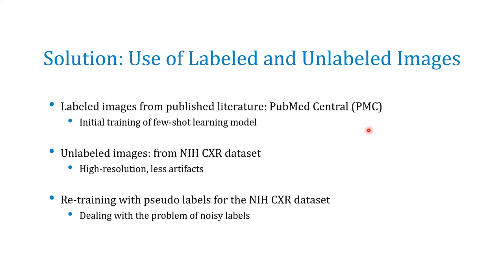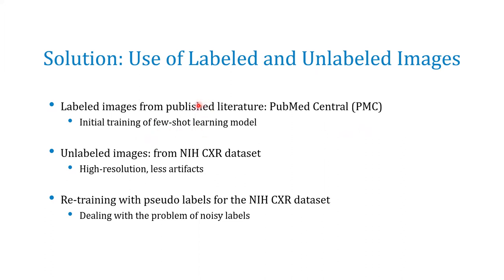For this method, we use labeled images from published scientific literature at PubMed Central. So we design a few-shot classifier for which the initial training is performed using the images from the PubMed Central. And then we also use high resolution images from the NIH chest X-ray dataset for retraining of the classifier without using the labels of these images.